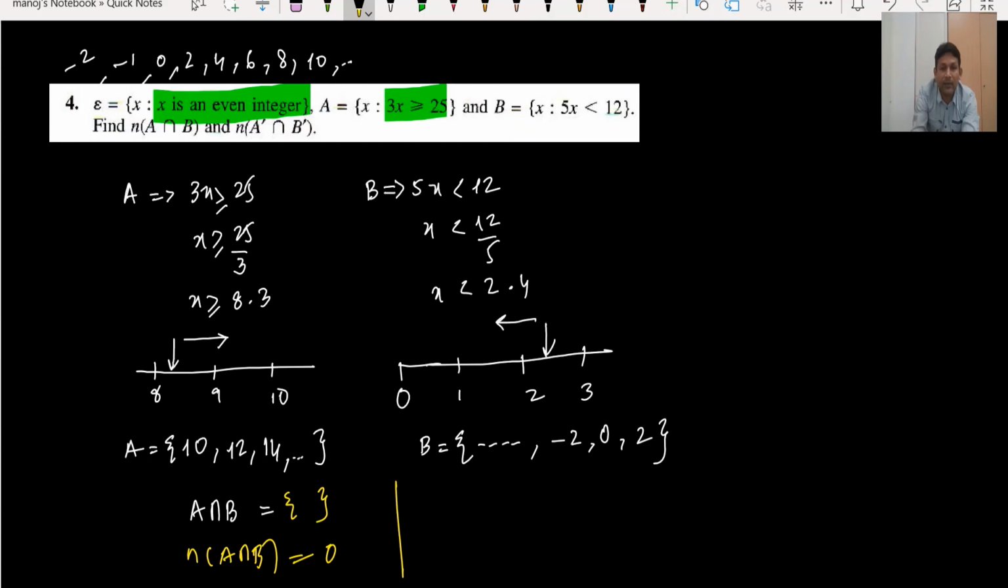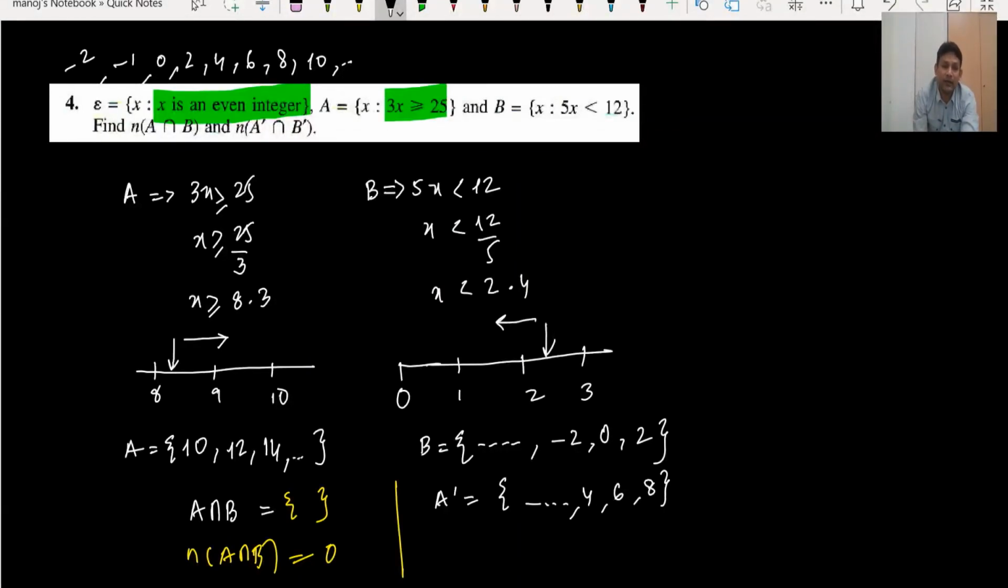And the second part is given: find A complement. So, what is A complement? A complement is except this 10, 12, except this all are possible. So it means we are moving 10 backward. 10 backward means we can write 10, 8, 6, 4, and so on. So these are the elements.